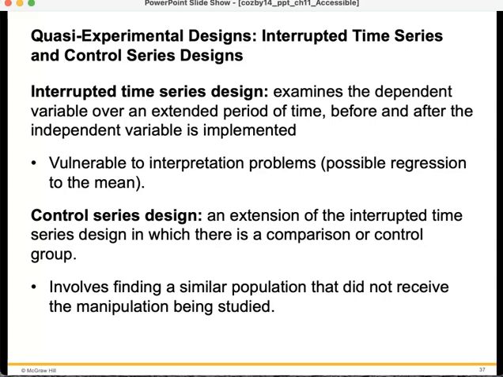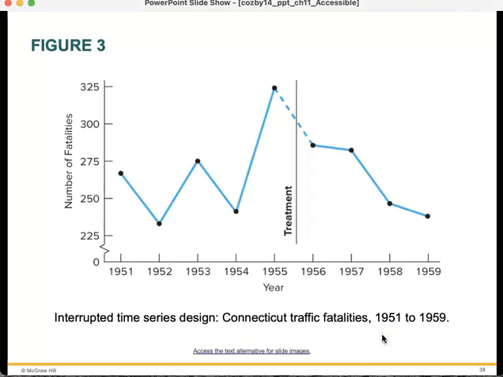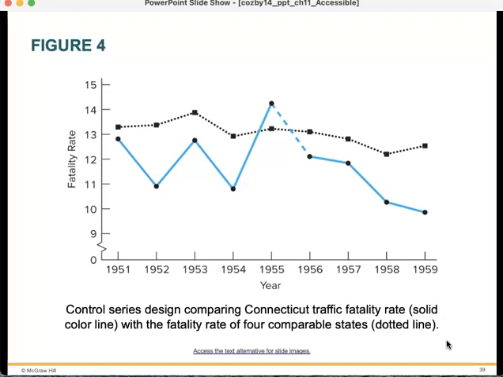The control series design is an extension of the interrupted time series design in which there is a comparison or control group as well. But it involves finding a similar population that did not receive the manipulation being studied, which can sometimes be difficult. Here we have an interrupted time series design where you can see there's a period of time over years where there's no treatment. A treatment is then given, and then we follow over a period of years to see what happens. And then here we have a control series design, where there are two groups, one being the control group that we just follow over time, and the other where a treatment is added.